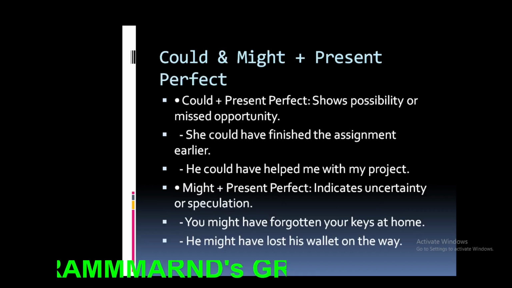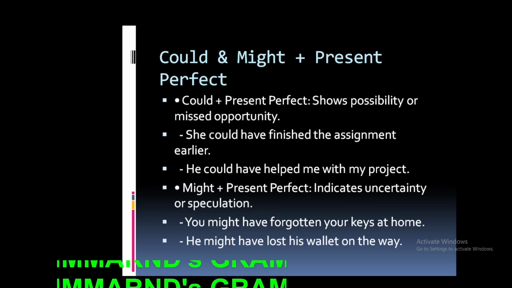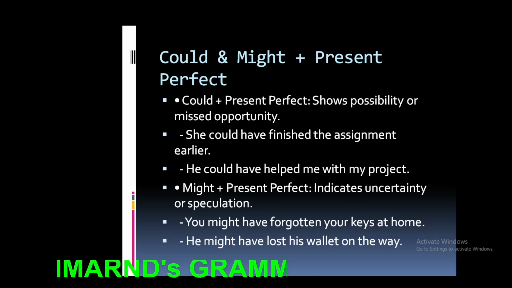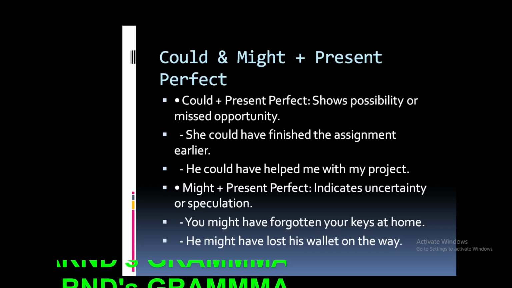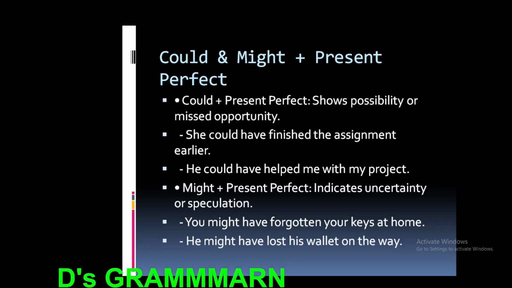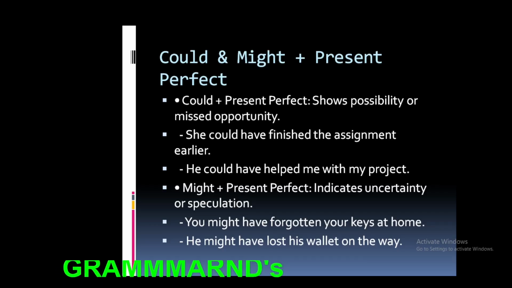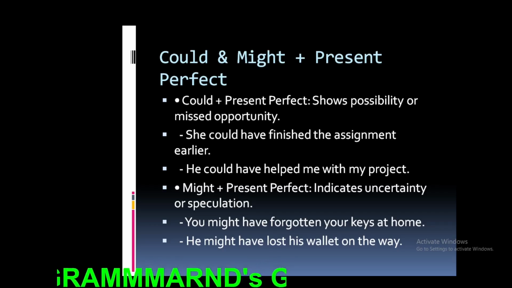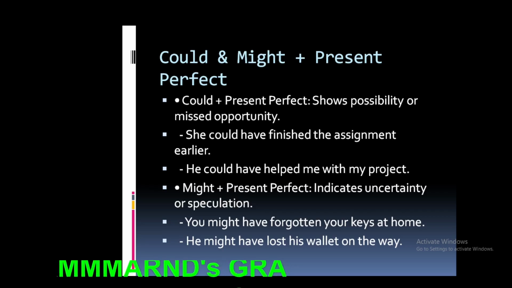Could and might plus present perfect. Could plus present perfect shows possibility or missed opportunity. Example, she could have finished the assignment earlier. Means she could do it earlier, but for some reason she could not do it or she missed doing it, failed to do it.